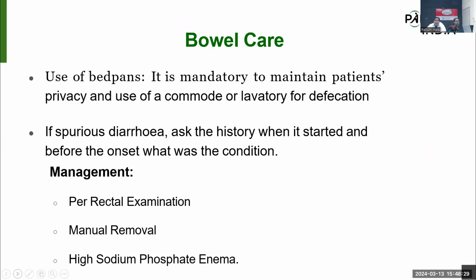If there is spurious diarrhea, ask the history: when it started and what the condition was before the onset. What is spurious diarrhea? Anybody knows spurious diarrhea? It's watery stool passing through the rectum after long-term constipation. This is spurious diarrhea.